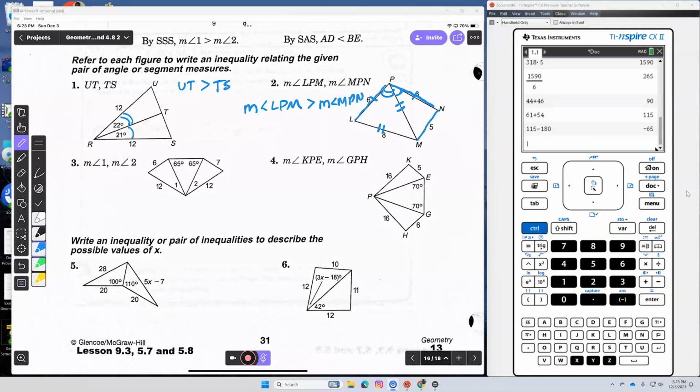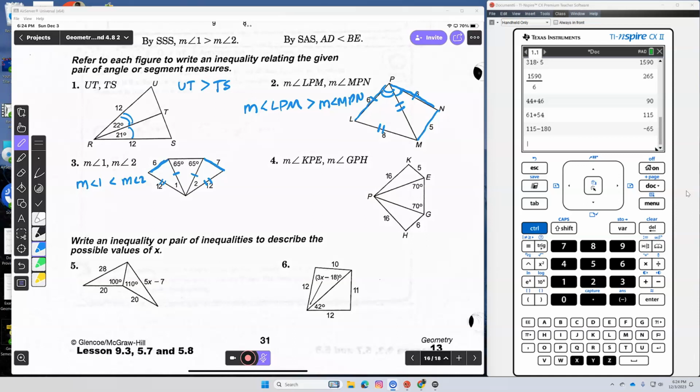Number 3, we know that this is 6 and this is 7, but we know that this is an isosceles triangle, and this side is congruent to this side. So the measure of angle 1 is opposite the shorter side as compared to the measure of angle 2. So the measure of angle 1 is less than the measure of angle 2, since angle 2 is opposite 7 and angle 1 is opposite 6.